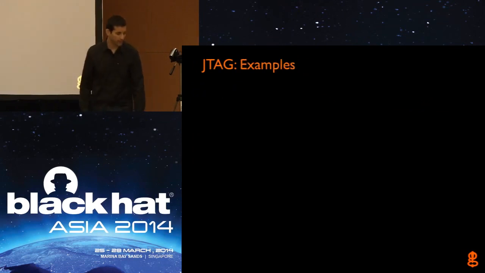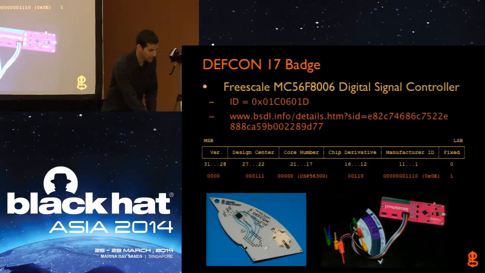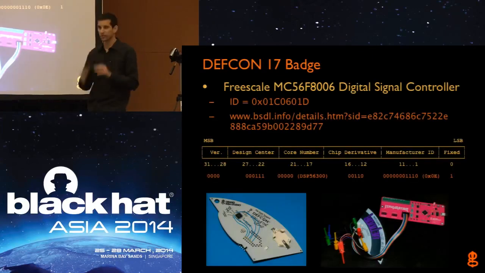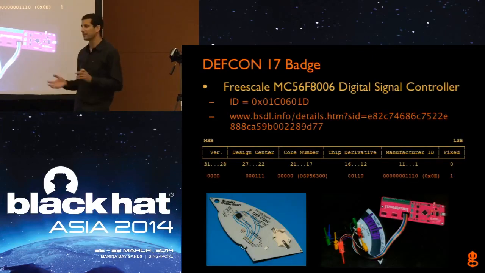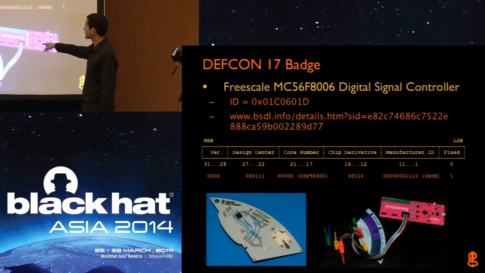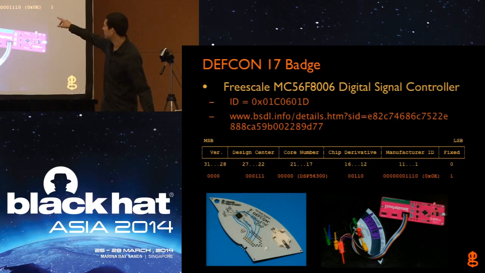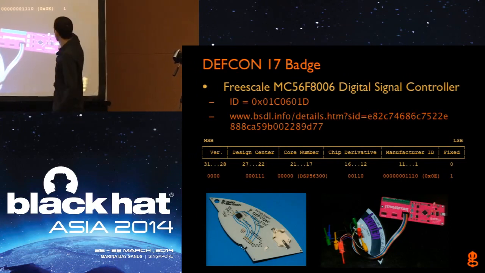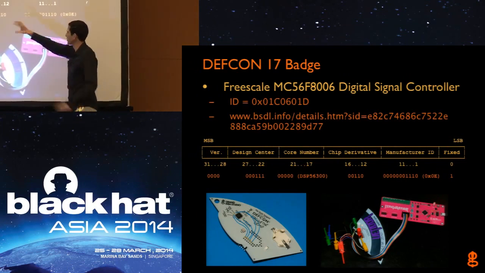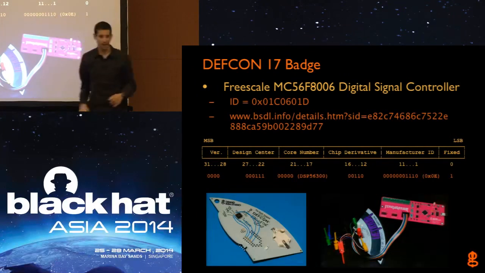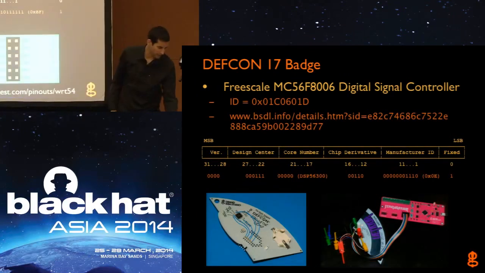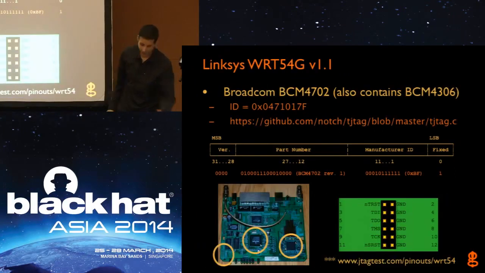Okay, so I have some examples first, just so you have them on paper. The slides are available on the DVD, also on my website. The DEF CON badge, I'm going to give a demo with this one, just showing the ID code, and then I found this BSDL file that showed the pinout, or showed the format, so I could compare it. Here's one, a Linksys WRT54G. I have that here too. I'll give a demo of that one, a Broadcom chip.